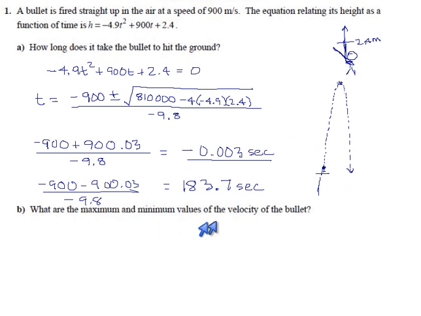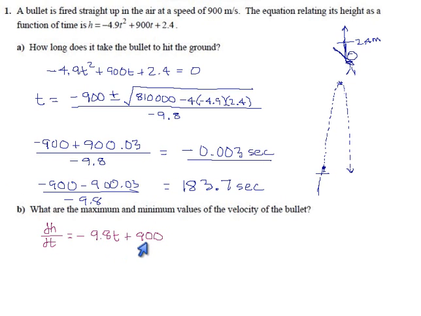Maximum and minimum values for the velocity. Well, if we're going to talk about velocity, we need to quickly do a derivative here. The derivative is dh/dt, or h prime if you want, and it should be minus 9.8t. I'm doing this with the power rule, so 2 times minus 4.9 is minus 9.8 t to the 1, plus 900.